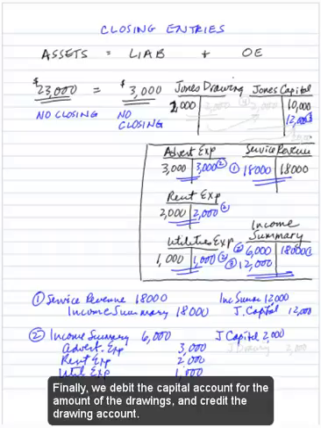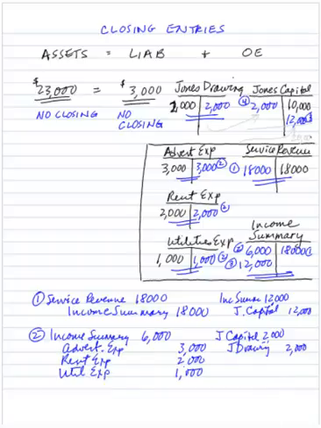Final item, we have to debit the capital account for the amount of the drawings, which is $2,000. Credit Jones Drawing for $2,000, and this will be entry 4. Debit Jones Capital $2,000. Credit Jones Drawing $2,000. That closes the drawing account.